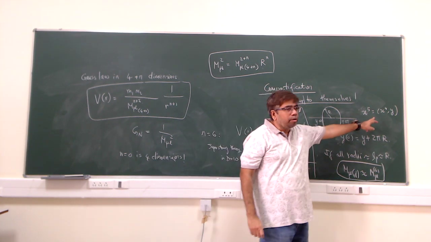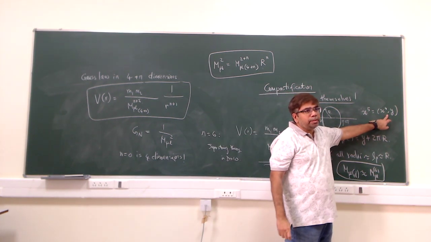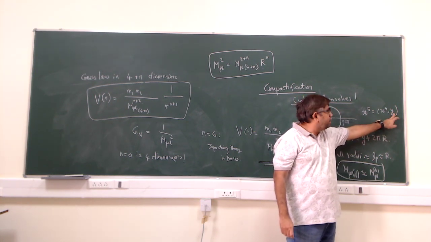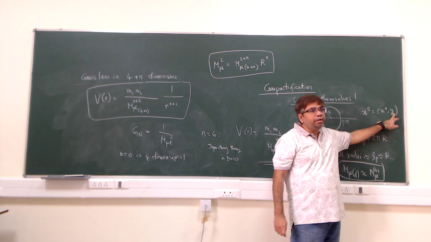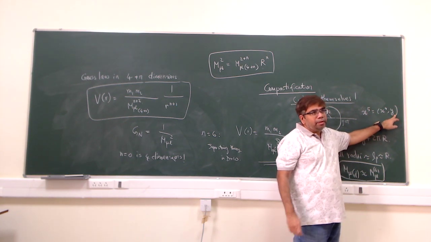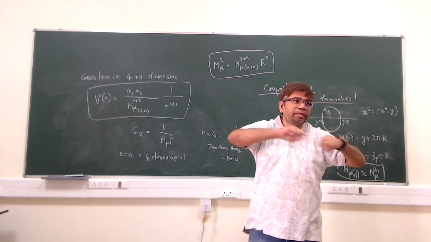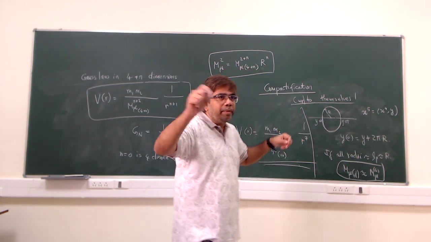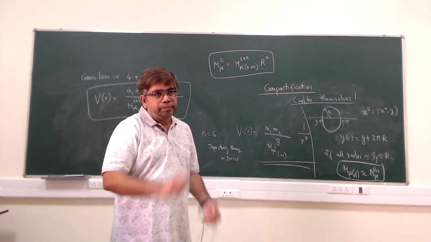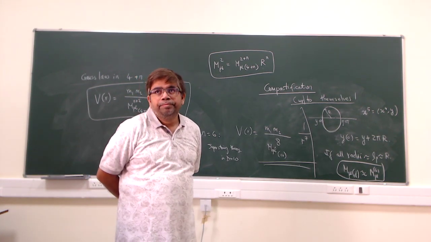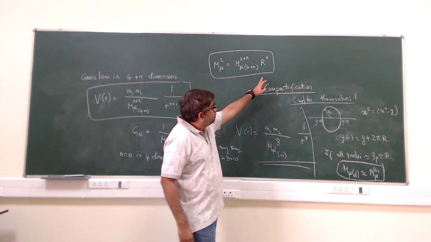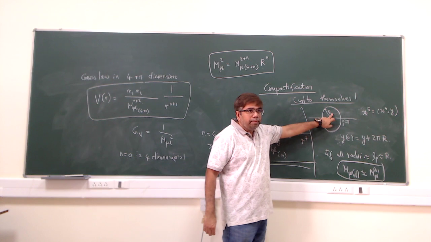x mu is your normal 4 dimensions, x, y, z, t. And then the fifth dimension is typically denoted by y. This y is not from minus infinity to plus infinity, but from 0 to 2 pi r. It's a circle, a circle of radius r.